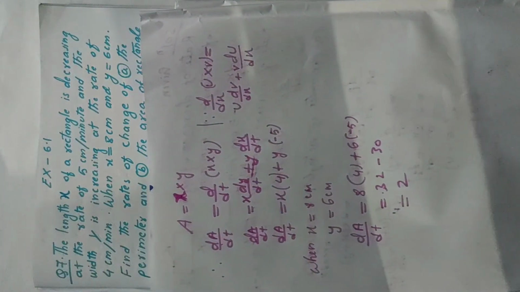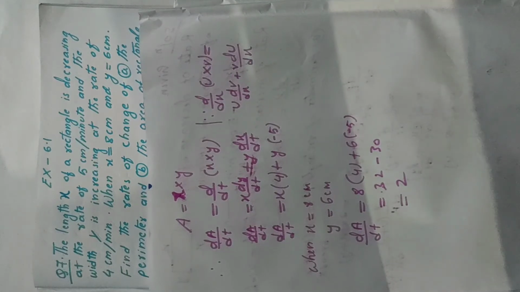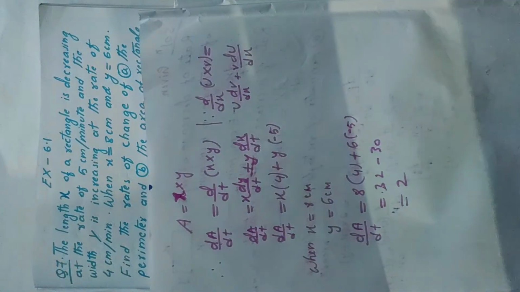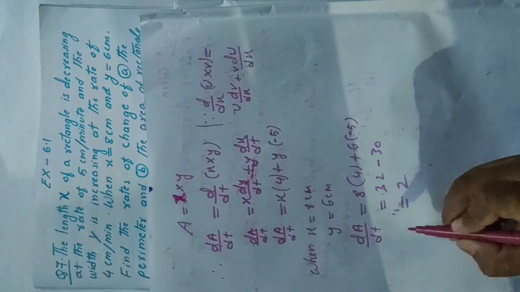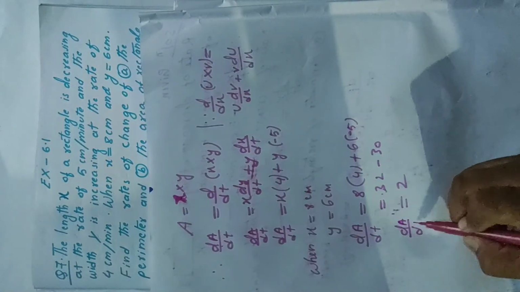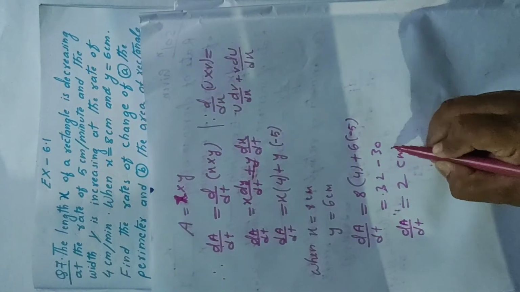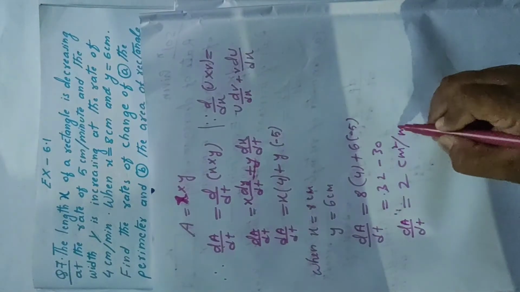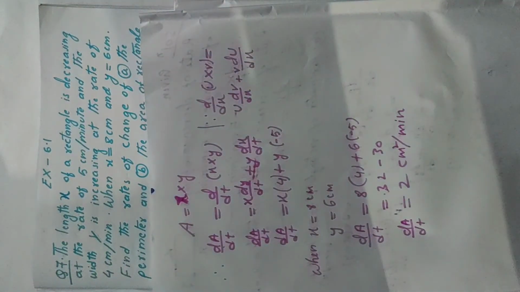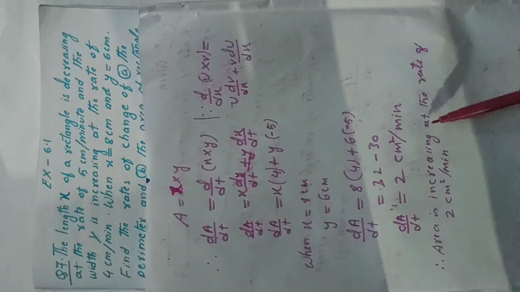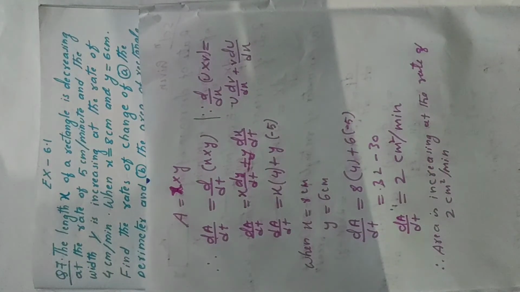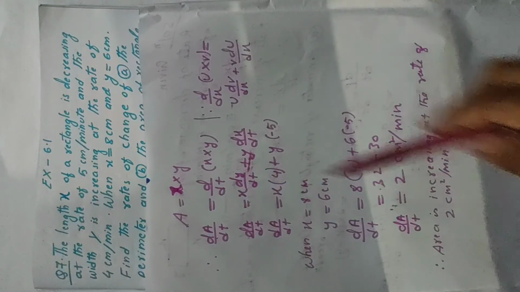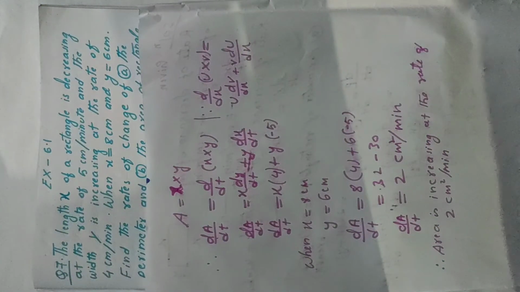So the area is increasing at a rate of 2 centimeter square. Now what is the unit of area? It is centimeter square. Time is given in minutes. Thus we can write area is increasing at a rate of 2 centimeter square per minute. So this is the final solution for question number B.